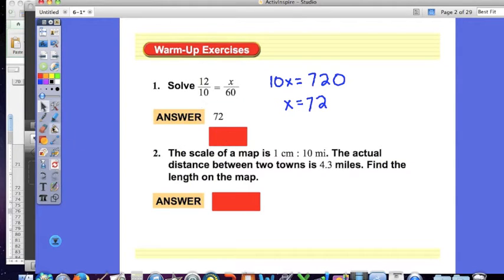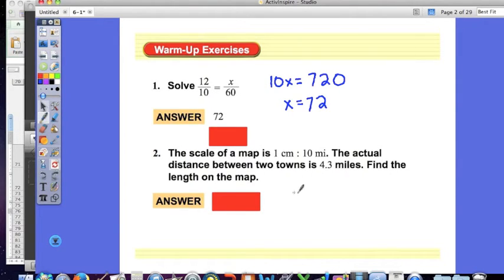Could you have done this by saying 10 times 6 is 60 to 12 times 6 is 72? You could have, but then you're actually using an equivalent ratios or really equivalent fractions number sense skill, and sometimes these numbers won't have that easy relationship, so you need to be able to solve them proportionally.